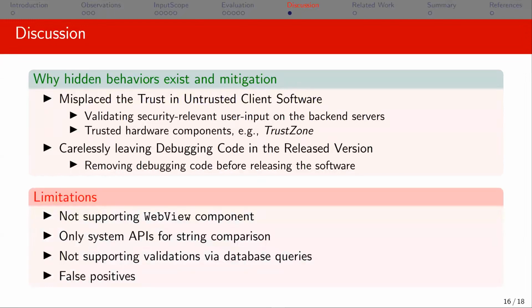Limitations. Currently, we are not supporting analyzing user input validation in web view components because we focus on the Java bytecode level. We only focus on system APIs for string comparisons and may miss related string operations that are customized by developers. Also, we are not covering cases that use database queries to validate user input. And there would also be false positives. Currently, we cannot distinguish benign Easter egg cases, such as emoji icons.